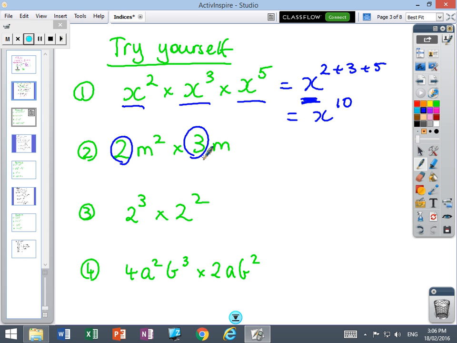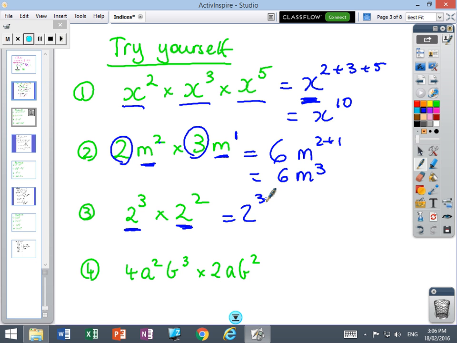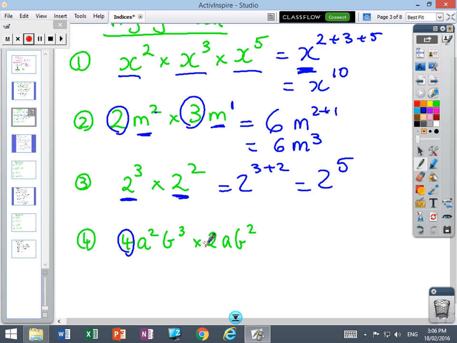2 and 3 are just normal numbers, so 2 times 3 equals 6. Base m is base m. Now this second one, I just put a 1 there because there's one of them. And then 2 plus 1, so the answer is 6m cubed. Third one, not trying to trick you. These are bases, so it's just 2 to the power of 3 plus 2, so the answer is just 2 to the 5. And the last one, that's a number, so 4 times 2 is 8.